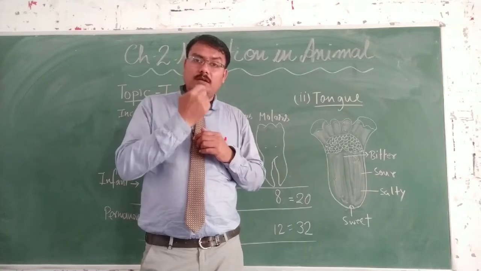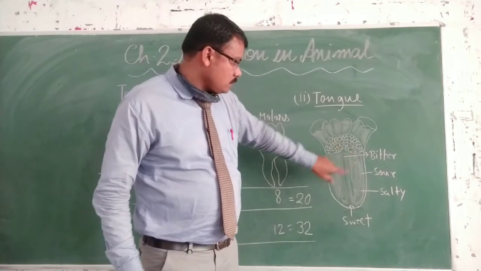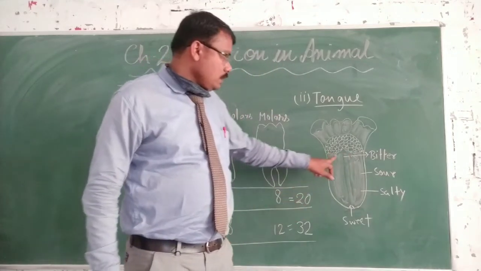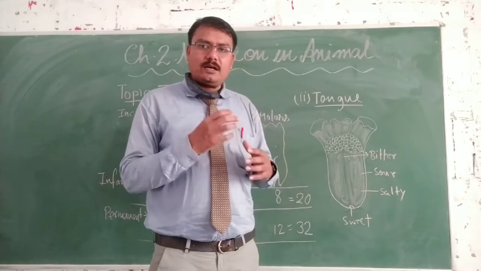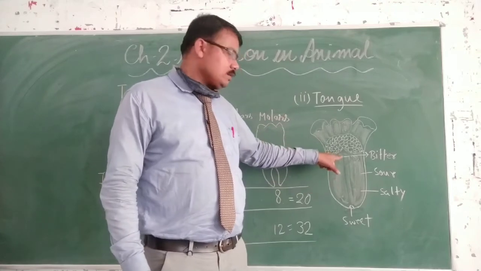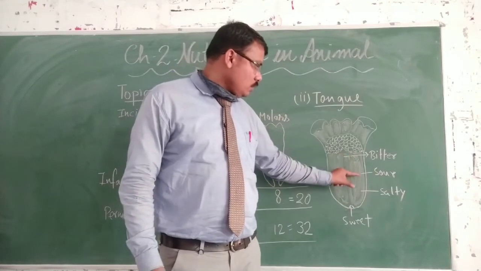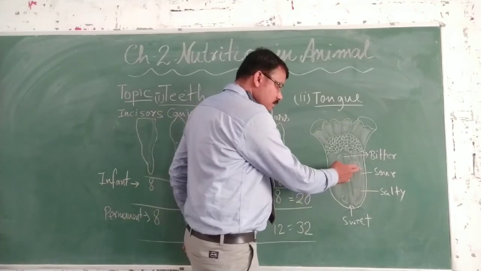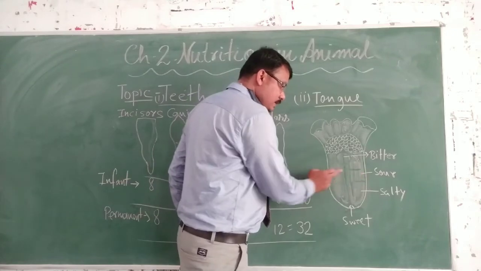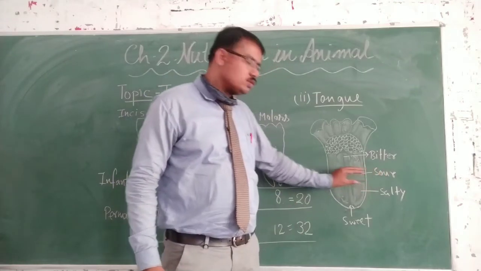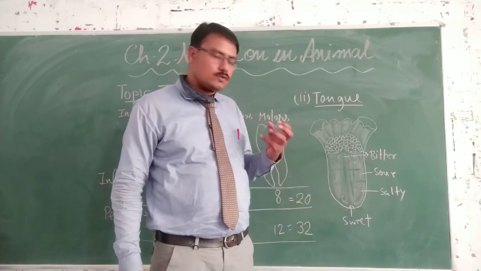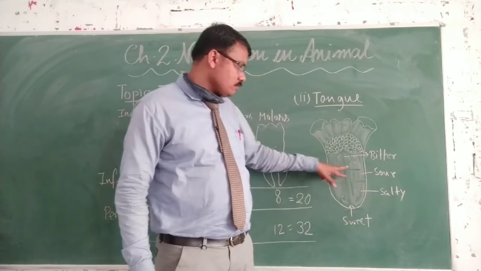So the very inner portion, here, is where we taste bitter. Bitter means kadwa, just like a neem leaf or the medicines you take; you will sense that bitterness in this portion. Next, lower to that, this region gives the sour taste, present on both sides of the tongue. Sour taste, just like if you are eating tamarind or lemon, you will get the sourness from this middle portion.